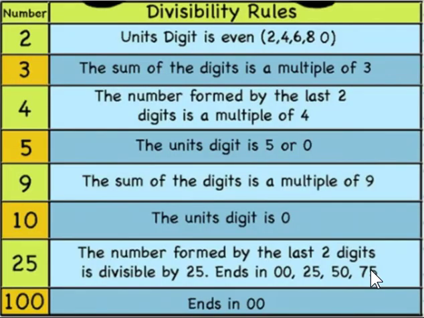Divisibility rules are as follows. For 2, the unit digit must be even. For 3, the sum of the digits is a multiple of 3. For 4, the number formed by the last 2 digits is a multiple of 4. For 5, the unit digit is 5 or 0.